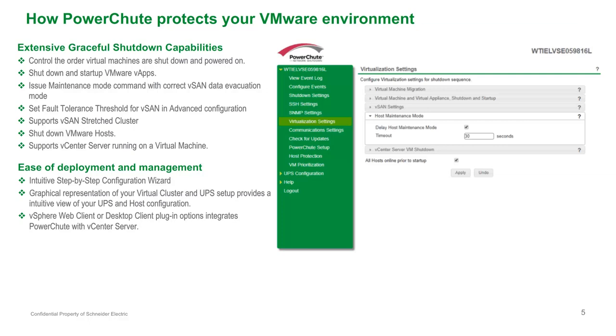The intuitive, step-by-step setup wizard makes it quick and straightforward to set up APC power protection with your vSAN cluster. Our focus on usability means features such as the graphical representation of your virtual cluster environment and UPS setup have made configuration as seamless as possible by providing an intuitive view of your UPS and host configuration on a single screen. Lastly, the vSphere plugin option integrates PowerChute with vCenter Server for ease of management, enabling PowerChute monitoring for the vSphere client. Plugin options are available for either the vSphere desktop client or web client.